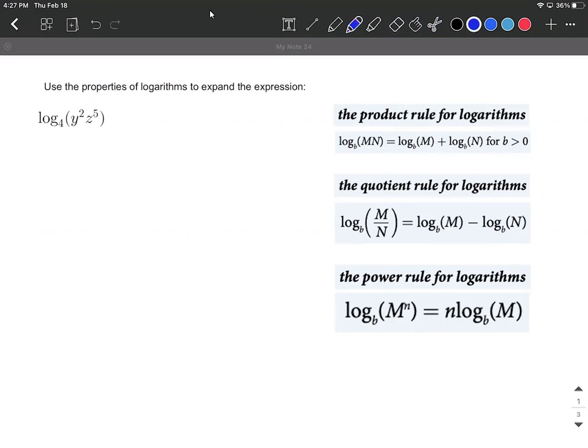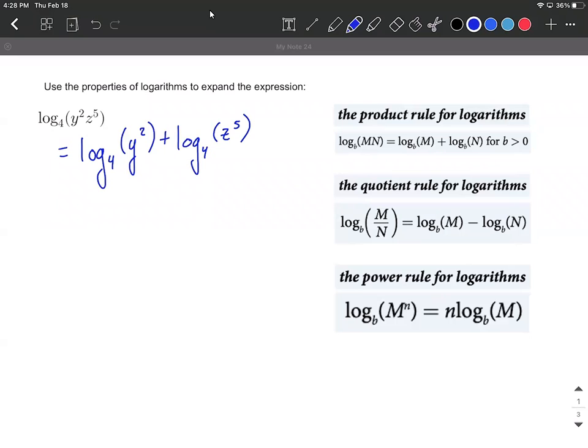Instead, what we want to do is use the product rule, which says when you have two things multiplied together on the inside of the logarithm, each one of those is going to get its own logarithm, and they're going to be separated by addition signs. All right, so log base 4 of y squared plus log base 4 of z to the fifth power.